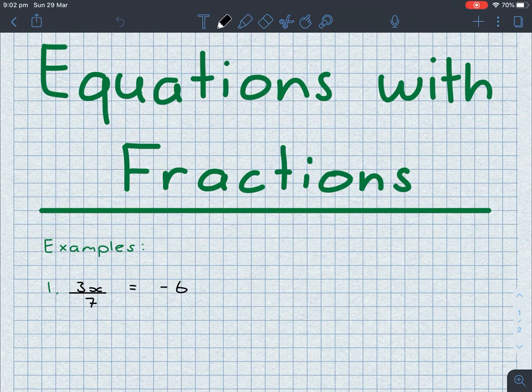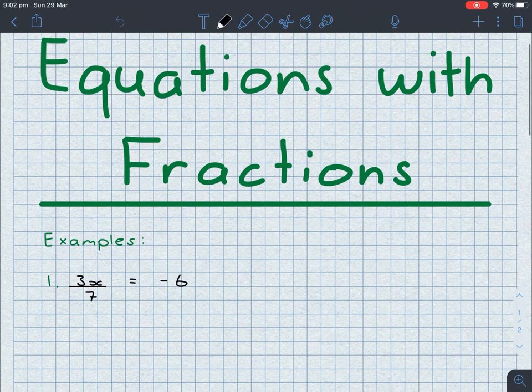Hi, Year 8. Today we're going to have a look at some examples of equations with fractions. So this just means that we need to get rid of the denominator before we go on to any more steps of solving our equation. You're probably already pretty familiar with most of what I'm going to go through, but I'm going to go through 3 quick examples just to show you how it's done.